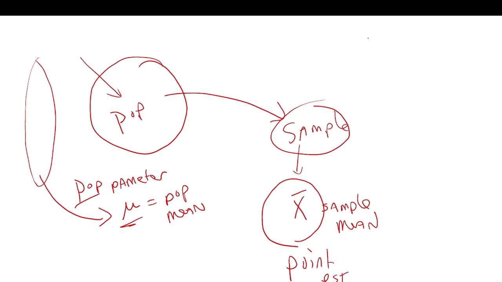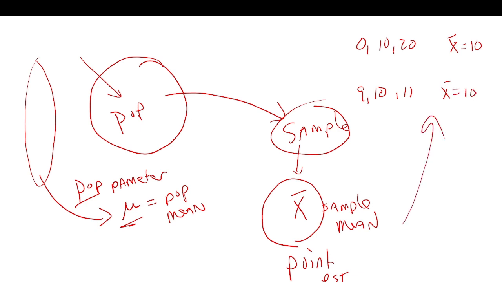Let's say I have two data sets, 0, 10, 20, and 9, 10, and 11. In both of these, the sample mean is going to be 10. So the sample mean in and of itself doesn't really tell us all that much about how variable the data are. In the first data set, 0, 10, 20, there's a lot of variability. The second data set, 9, 10, 11, there's not much variability. So the sample mean in and of itself doesn't really give us that information.